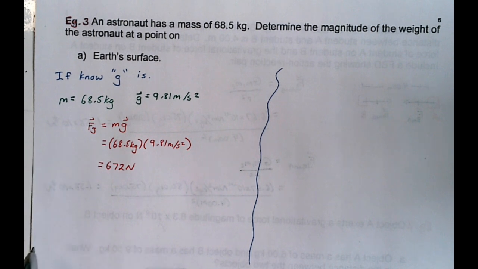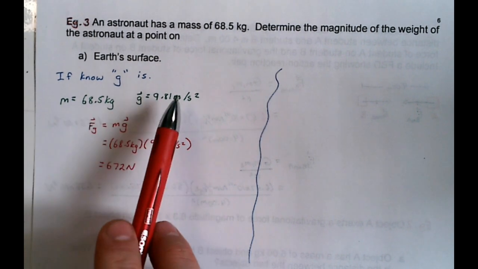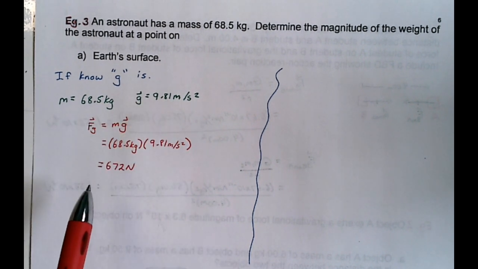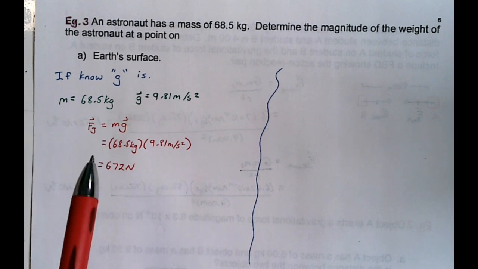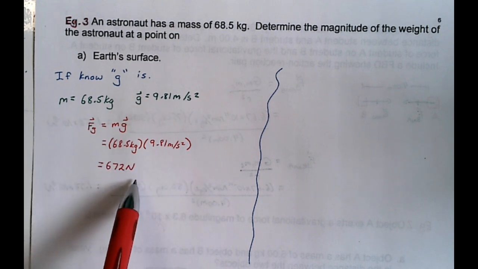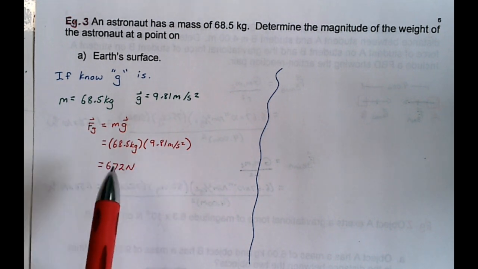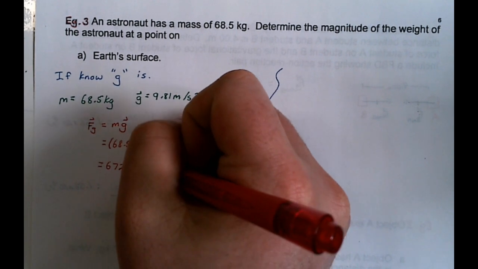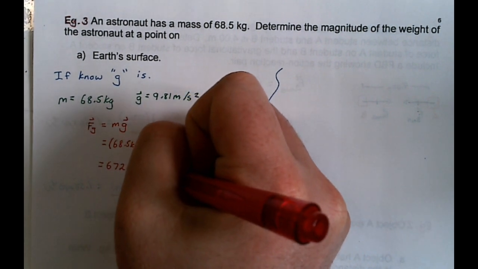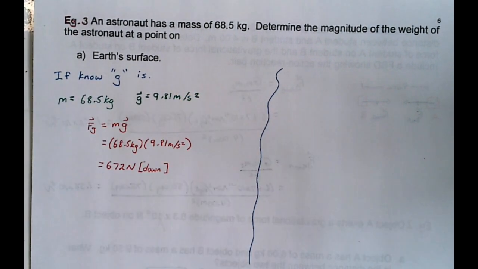You can include a free body diagram and use negative 9.81 going down, or you can make that positive. But we know by common sense that this is going to be heading down. This is going to be heading towards the Earth. So I'm just going to call it down. Alright, that's if we know the gravitational constant.